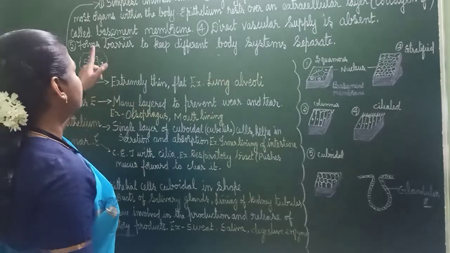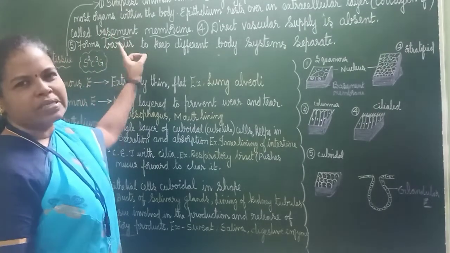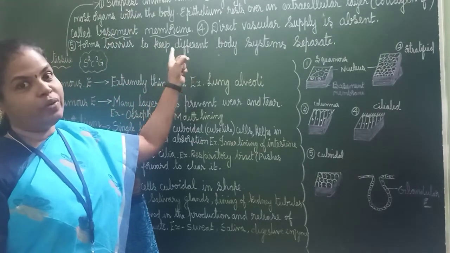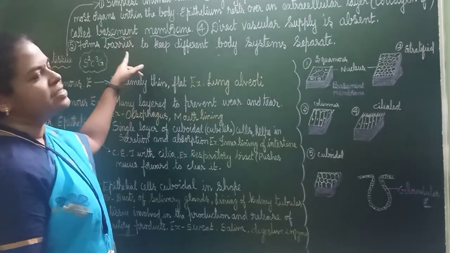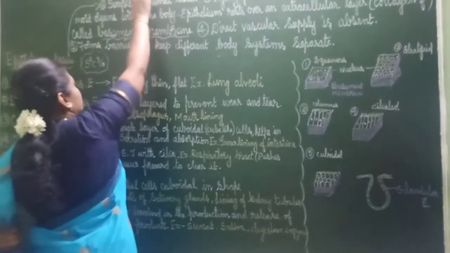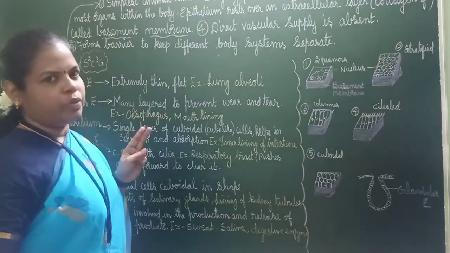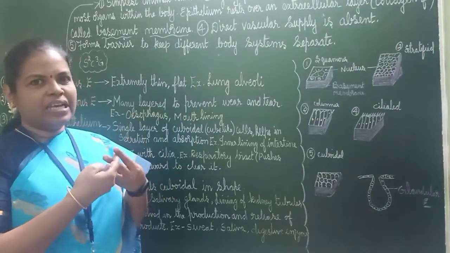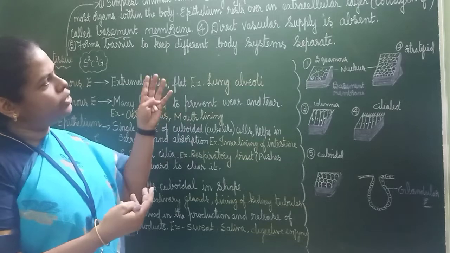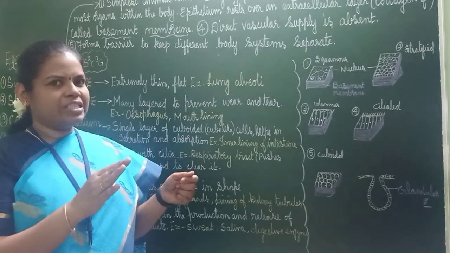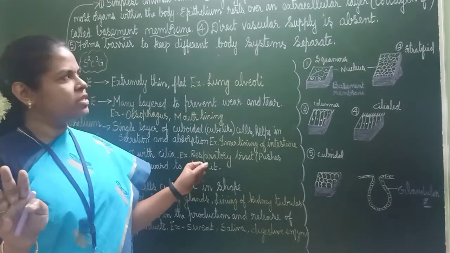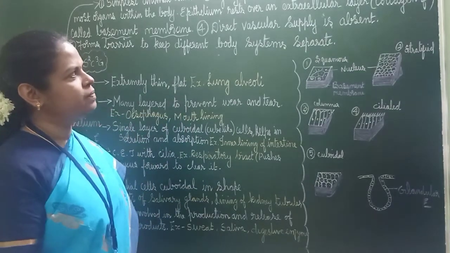So the first point is, it is the simplest animal tissue. We are going to study many animal tissues, many types, and this is the simplest animal tissue. Second point, they are tightly packed. The cells are tightly packed and no intercellular spaces will be there. Intercellular spaces means the space between the cells.